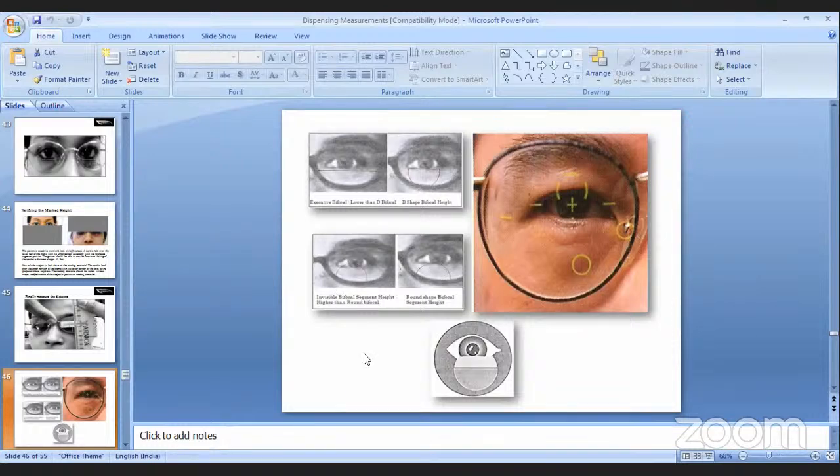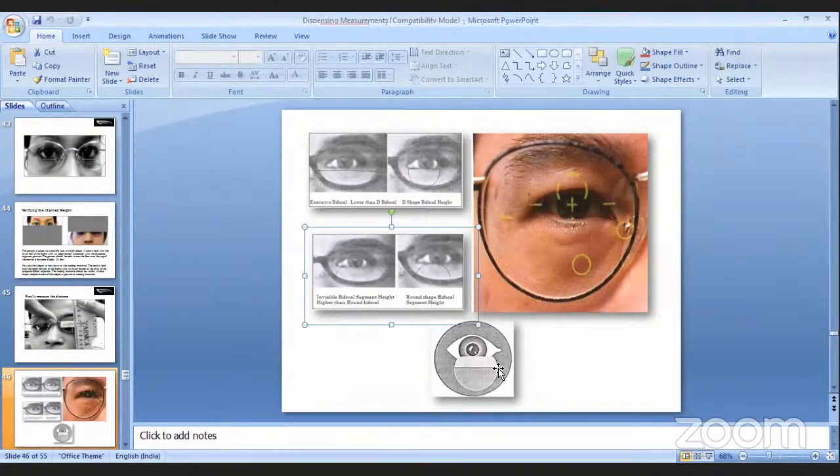But if it is an invisible segmented bifocal lens, like you can see here in the left picture at the bottom, here the segment is not visible. What happens? The edge of the segment is obliterated, and the process of obliteration creates some sort of error at the segment margin. So in an ideal situation, it should be fitted at least 2 to 3 millimeters above the lower lid, so that the aberrations created because of this obliteration process do not affect the vision while reading. This is very important for invisible segmented bifocal lenses.